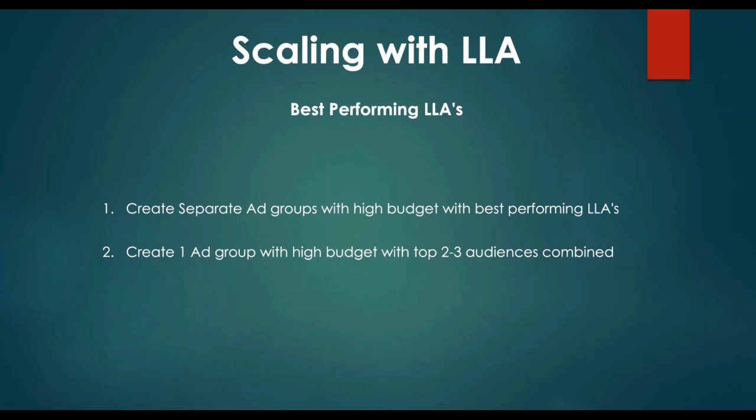The second option is create one ad group with all 3 audiences in the same ad group and give it a high budget. Now, if you have more than 3 audiences that are working for you, this is very good. Now, you create 2 different ad groups, the top 3 in one ad group, then the next 3 in the second ad group, and you give them a high budget and you run those ads. Most likely, if all of these audiences have worked for you, then this ad group will also work for you and will give you a very low cost per conversion.